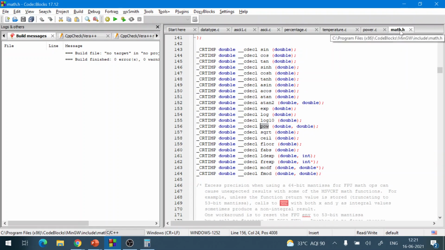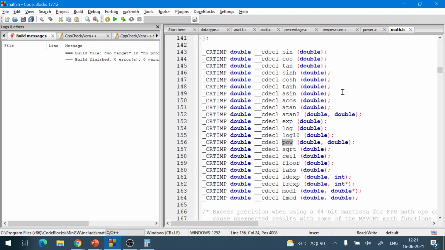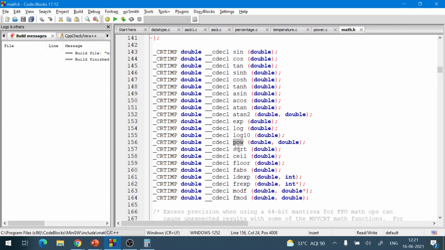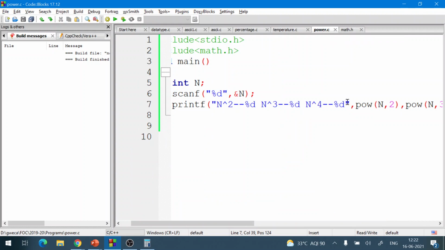Now this math.h file is opened by Code::Blocks, and you can see here that this POW function takes the input in the double format, and it also returns in the double format. So this is the problem that is coming here. We are assuming that this thing is returning integer. Instead of that, it is returning double.